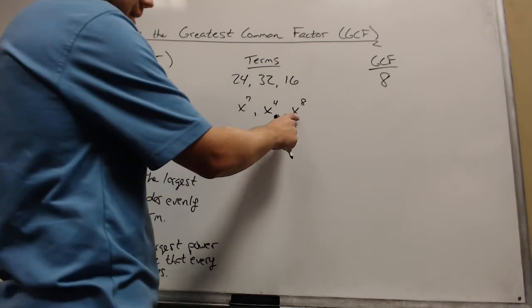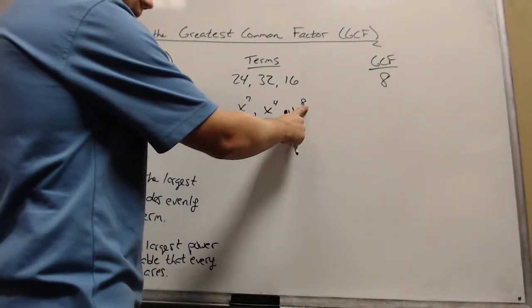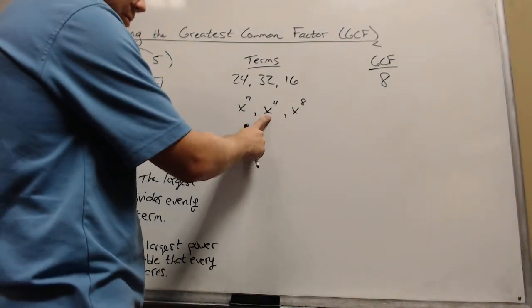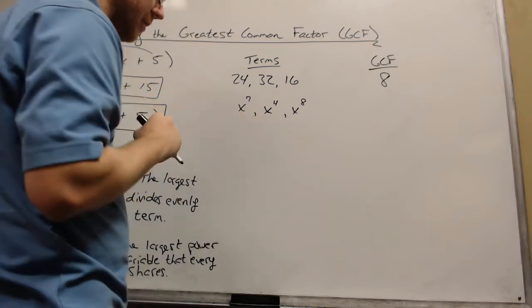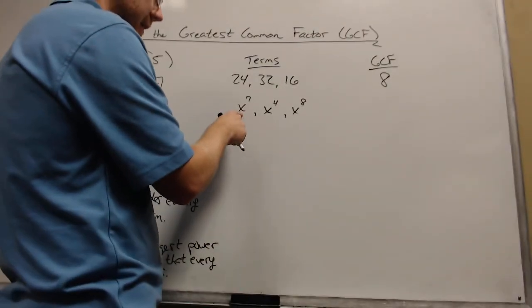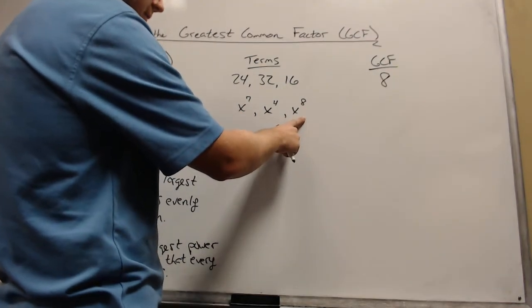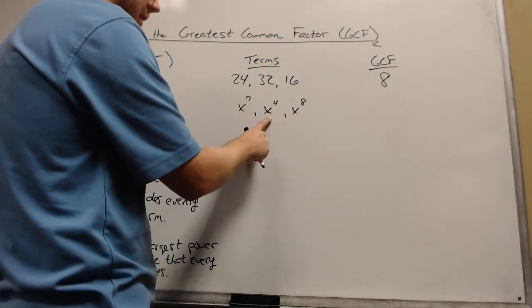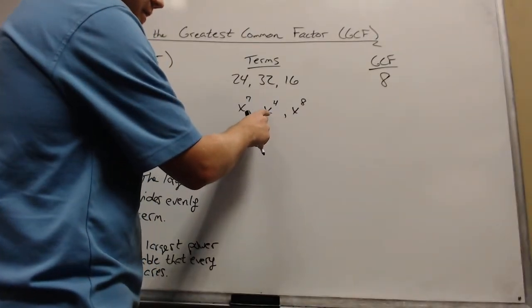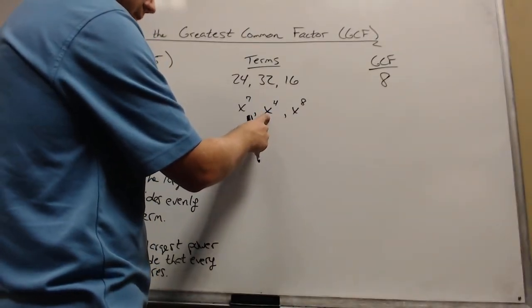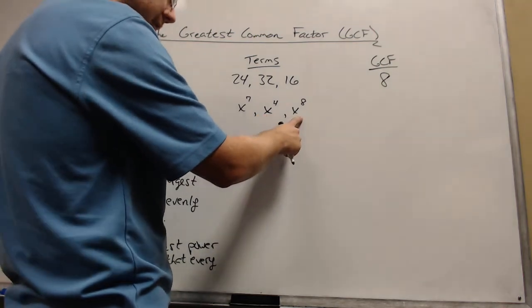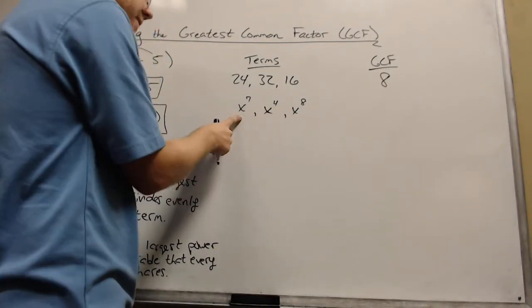So I can't say that they all have an x to the 8th in common, because this one doesn't have enough x's in order for me to say that. Neither does this one. I can't say that they have x to the 7th in common. This one does have 7 x's in it, this one has 7 x's in it, but this one does not. But x to the 4th is perfect, right? This term has 4 x's in it. X to the 8th certainly has 4 x's in it, and x to the 7th certainly has 4 x's in it.